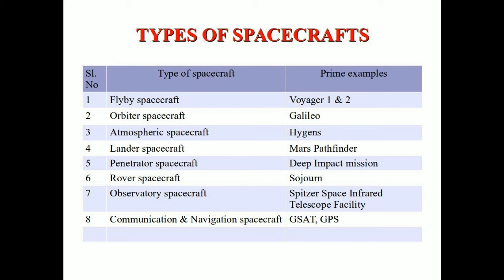These are designed to reach the surface of a planet and survive long enough to telemeter data back to Earth. A prime example of this category is Mars Pathfinder.